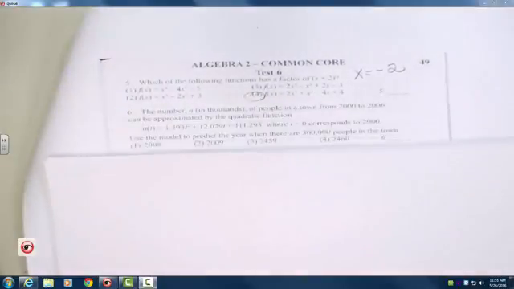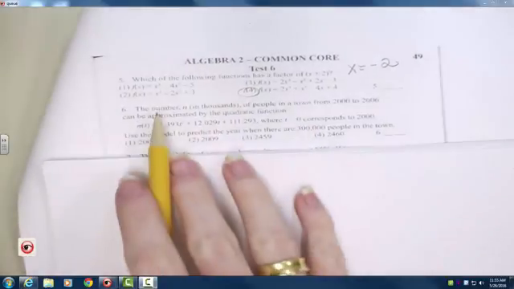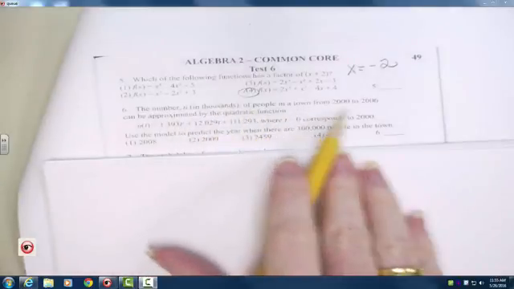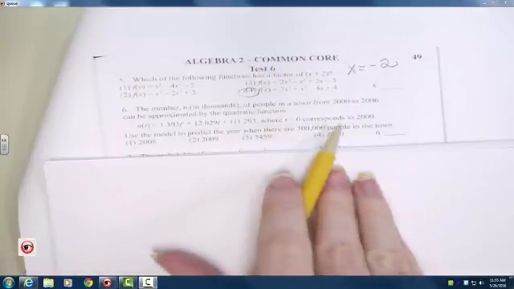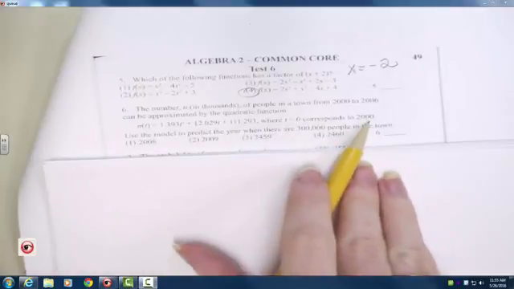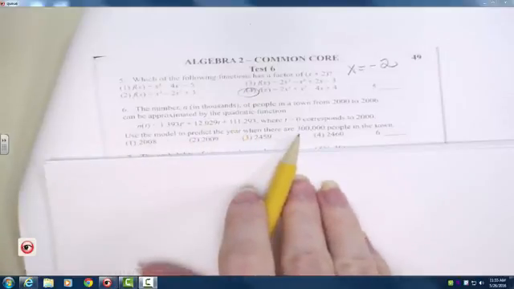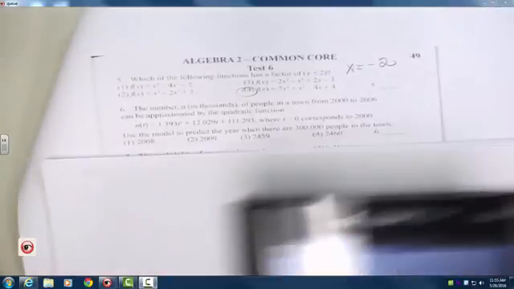All right, let's see. Do we like the next one? Here we go. So they've given you the number in thousands of people in a town from the year 2000 to 2006. They gave you this function right here where t equals 0 corresponds to the year 2000. So use the model to predict the year where there are 300,000 people in the town. We're right on the graph screen already. I'm going to go ahead and graph that.